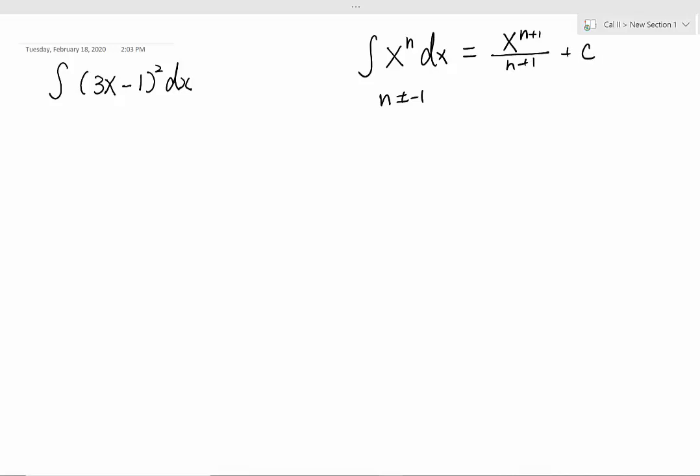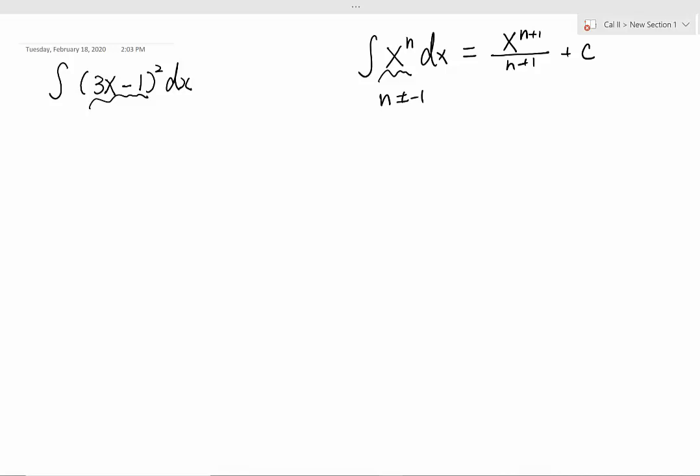The question is, can we use the formula? In order to use this formula, our base must be x. Let's look at our function. Our function is 3x minus 1. This is not the same base. Therefore, we cannot use the formula right away. But we still want to use it.